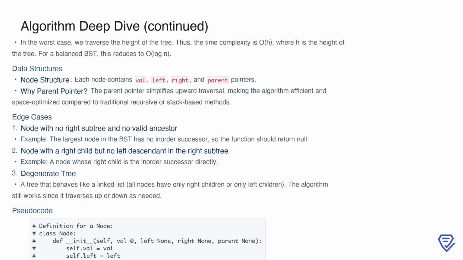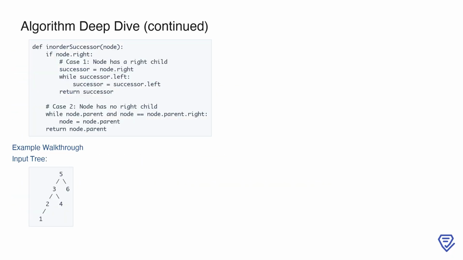The pseudocode for the solution demonstrates the simplicity of this approach. We first check for the right child scenario. If there is a right child, we traverse to the leftmost node in the right subtree and return it. Otherwise, we move upward through the parent pointers to identify the correct ancestor. The actual implementation in Python is straightforward and follows the pseudocode. If the input node has a right child, we move to that child and then iterate down its left subtree until we reach the leftmost node.